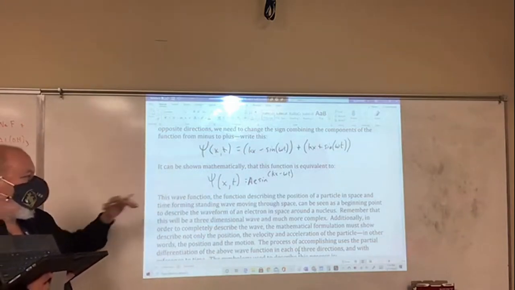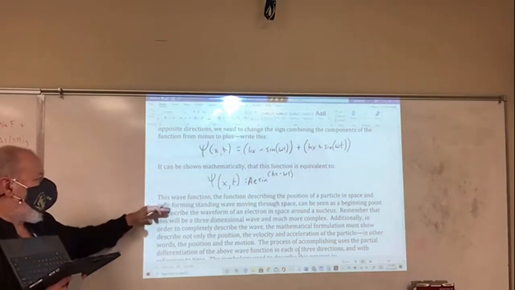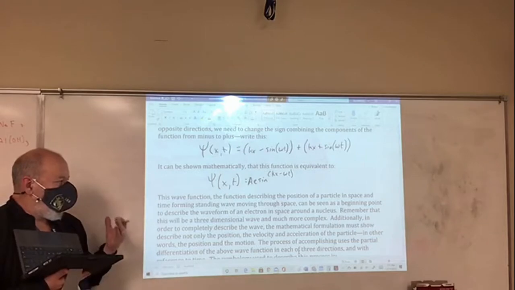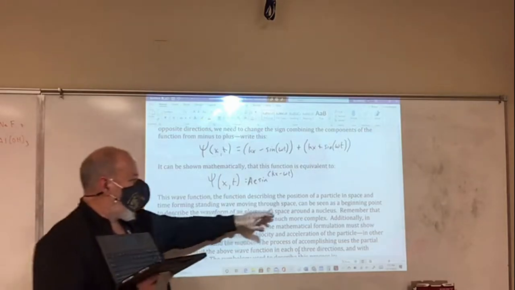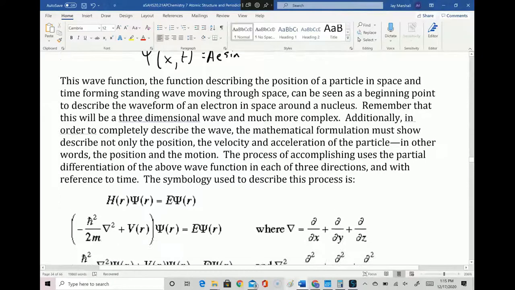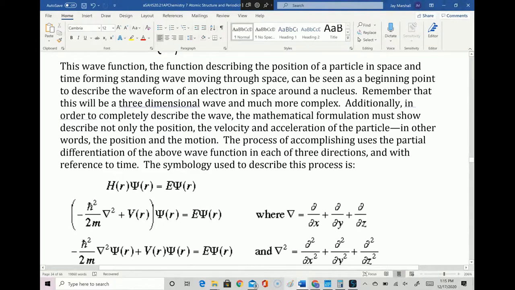This wave function, the function describing the position of a particle in space and time forming a standing wave moving through space, can be seen as the beginning point to describe the waveform of an electron in space around a nucleus. Remember that that wave will be much more complex. It'll be a three-dimensional wave. Additionally, in order to completely describe the wave, the mathematical formulation must show not only the position, but also the velocity and acceleration. In other words, it needs to show the position and the motion.